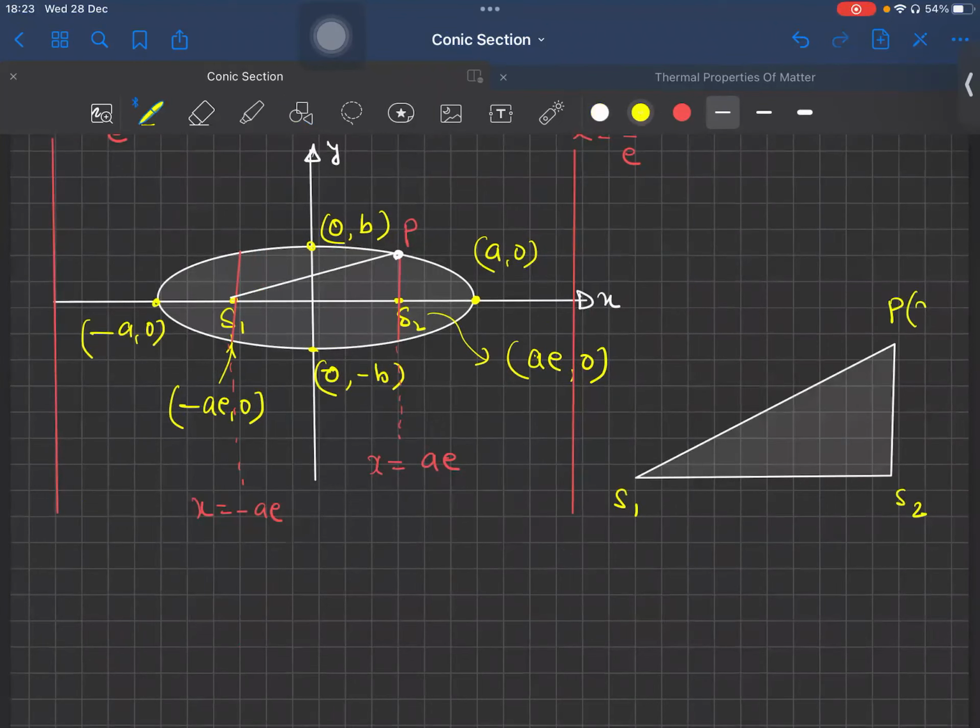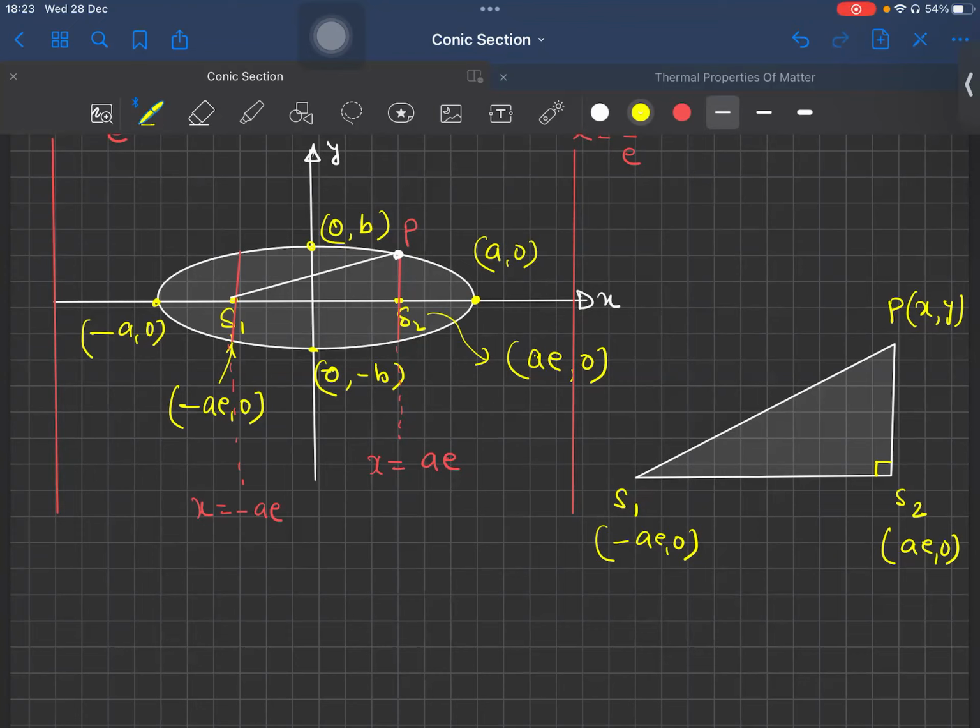So this is S1, S2, and P. We don't know the coordinate of P, so let's write x, y. S1 and S2 we know. S1 is ae comma 0. S2 is minus ae comma 0. Right? But we know this is 90 degrees. Right? Yes.